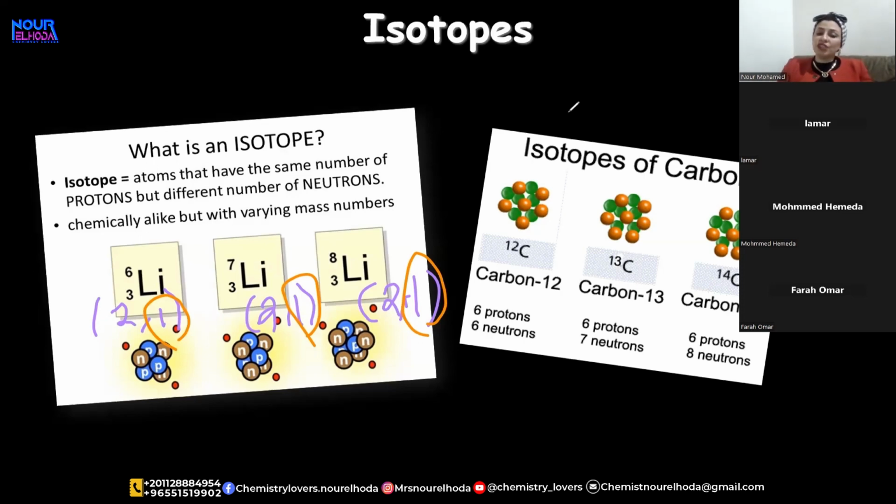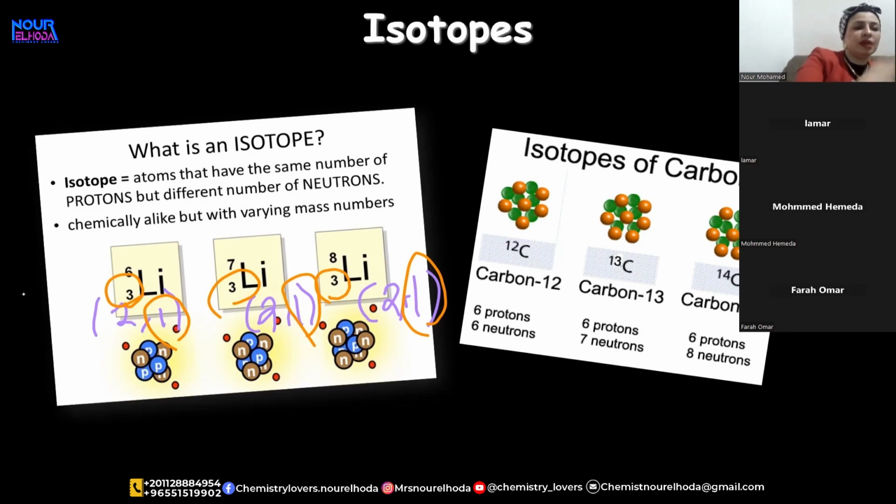There was another question: how to prove isotopes are of the same element. How can I prove this? In all of them, they have the same number of protons. This means, since they have the same number of protons, it's automatically the same element.